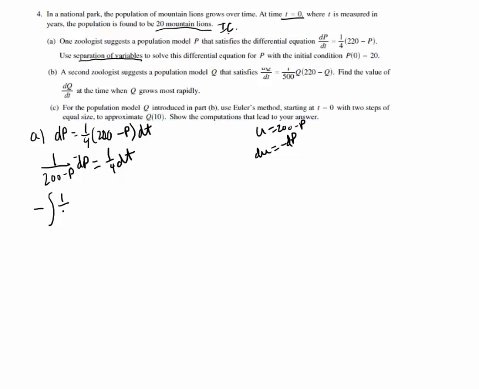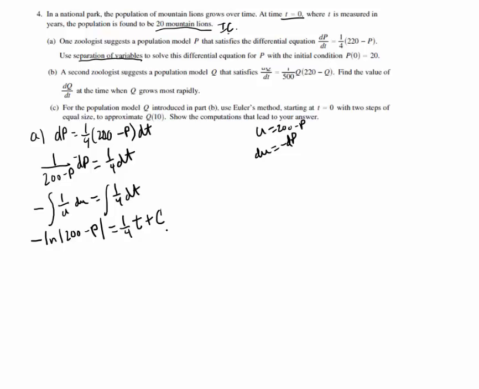And then it's going to become 1 over u du is equal to the integral of 1/4 dt. If you want to move the 1/4 out in front of the integral, that's okay too. So the integral of 1 over u is ln absolute value of u. So you end up with negative ln absolute value of 200 minus p. The integral of 1/4 dt would be 1/4 t. Always put the plus c on that side like before.